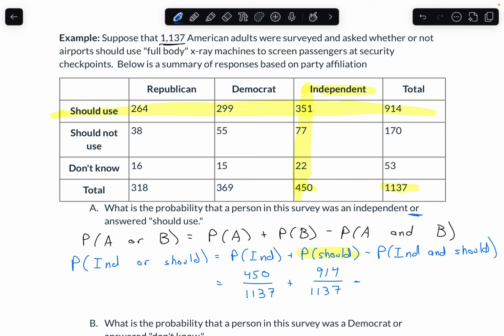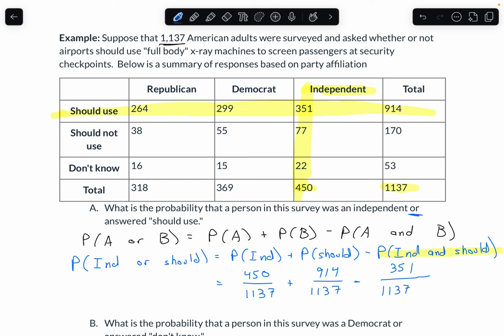The thing that we often forget when we're calculating "or" probabilities is this minus the probability of A and B. That's because we've counted this number twice. We've counted the 351 individuals with both the independent group and the should use group. So for that last part, the probability that they are both independent and should use, I'm going to ask what's the overlap between those two? How many people are both independent and said we should use them? Well, there's 351 of those individuals divided by 1,137.